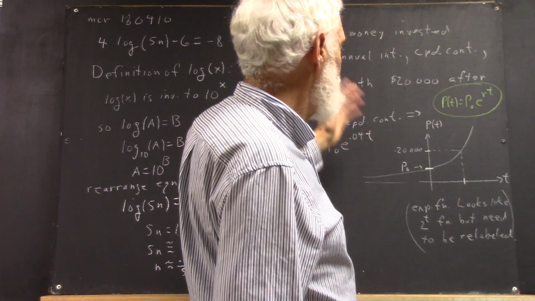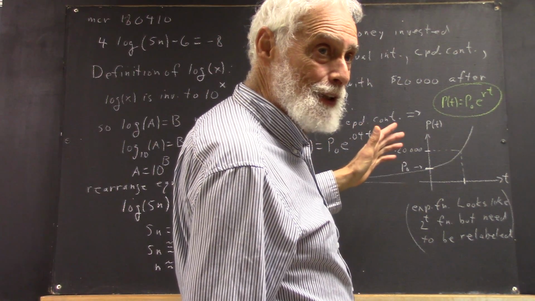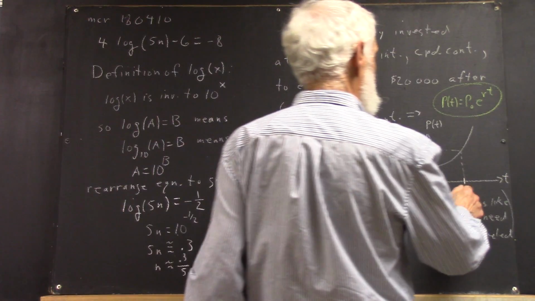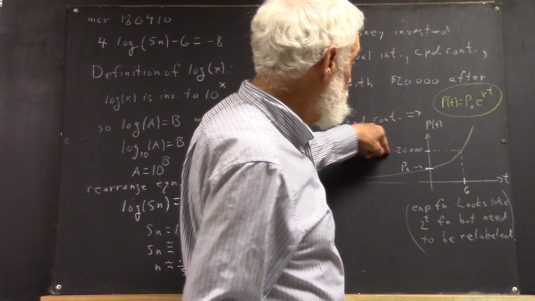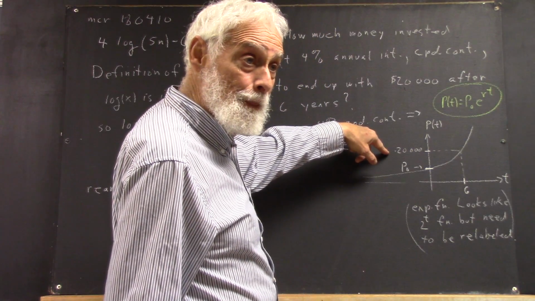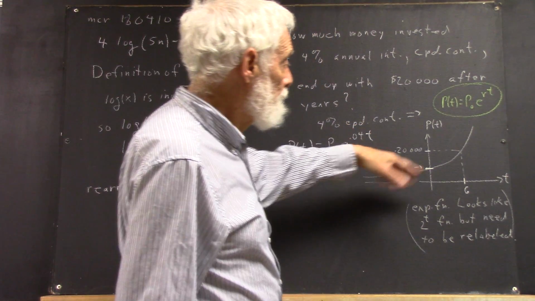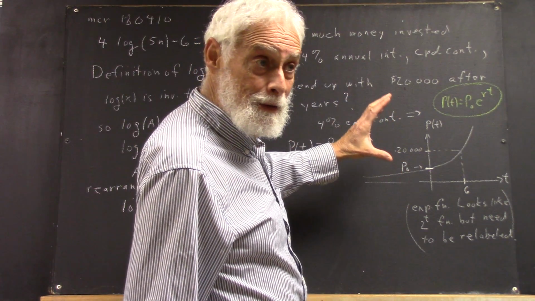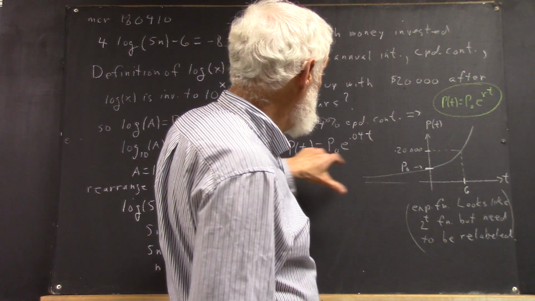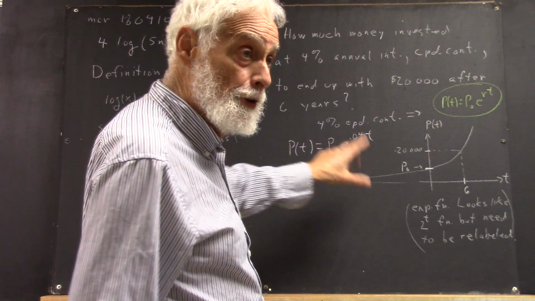Actually, never mind, that's wrong. We know the time. We know what the time is. The time's going to be 6 years, right? So we're trying to find what gets us to reach $20,000. So this is kind of just a picture, and it's good to have a picture of the equation that you're trying to solve. This is a picture of the equation we're going to get.